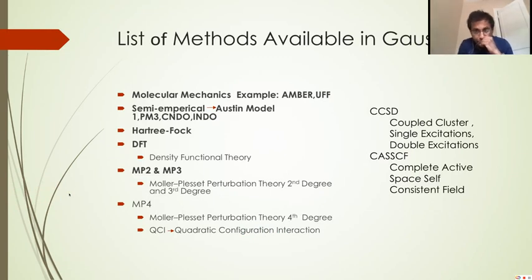Here is a list of methods available in Gaussian. First of all, molecular mechanics, for example Amber, universal force field UFF; semi-empirical methods like Austin Model 1, PM3, CNDO, INDO; Hartree-Fock; DFT, density functional theory; MP2, MP3, like Møller-Plesset perturbation theory 2nd degree and 3rd degree; MP4, Møller-Plesset perturbation theory 4th degree; QCI, quadratic configuration interaction; CCSD, coupled cluster single excitations, double excitations; and CASSCF, complete active space self-consistent field. And many others are there, but still I included only that much. Next slide.